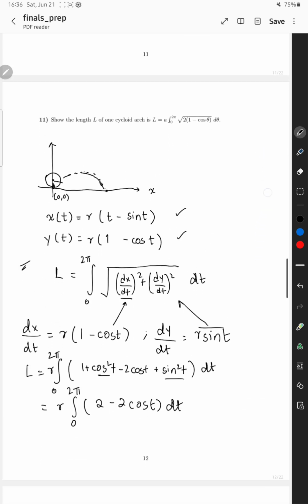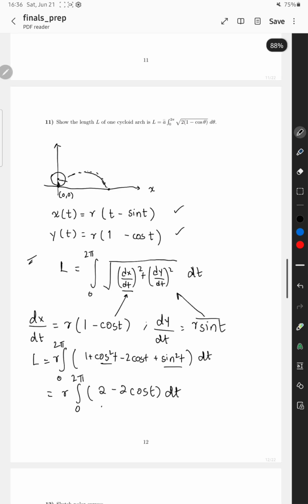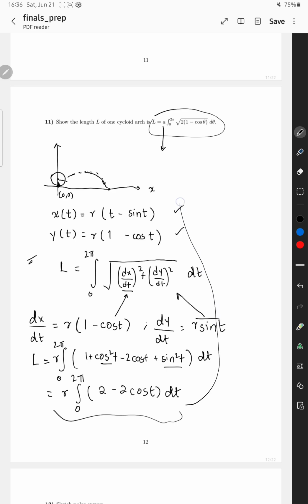And you can take the 2 common and you can retrieve the form which is given over here. And a is assumed to be the radius, however there's not much description to the question, which there should be. But that's how you figure out the length of the cycloid. It's a very simple integration exercise from here on, because it's a cos function and a constant function. You can evaluate the integral.